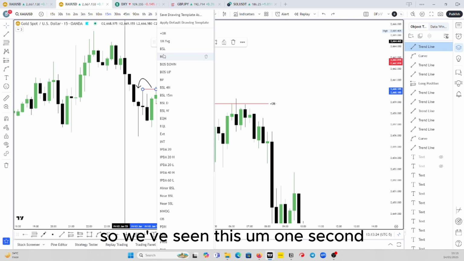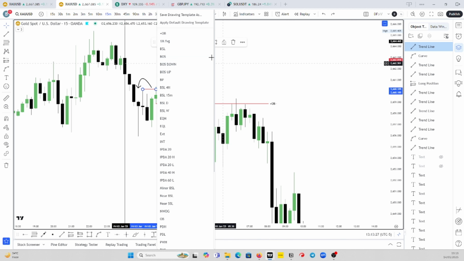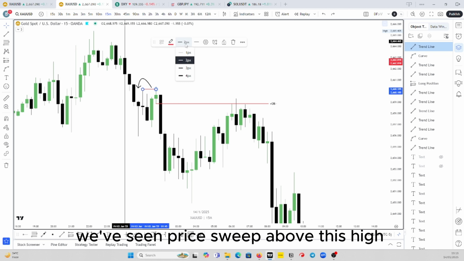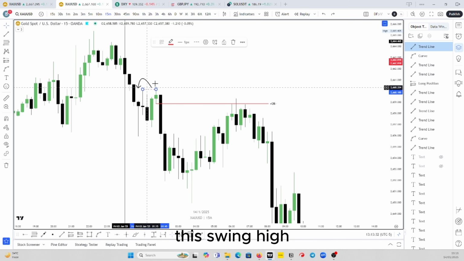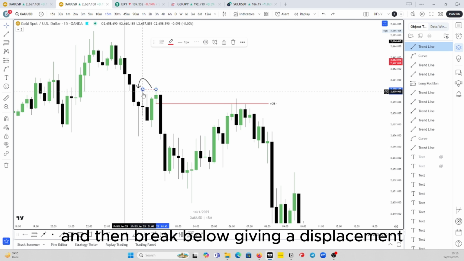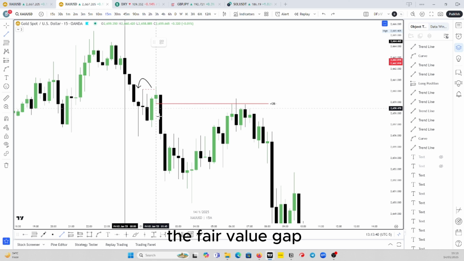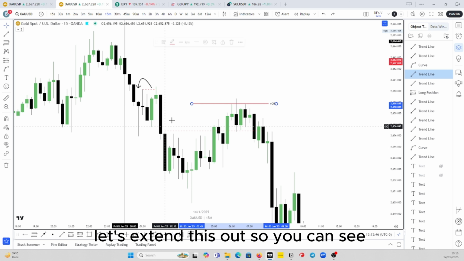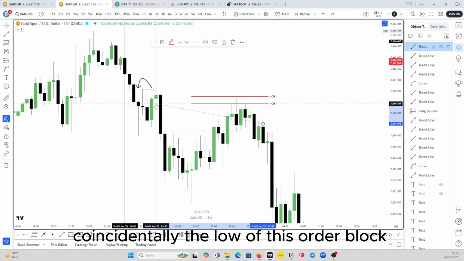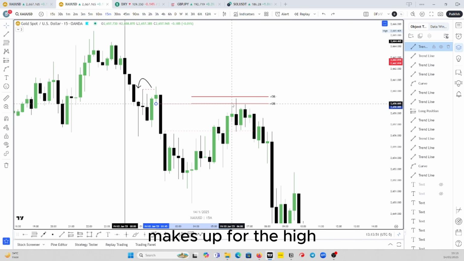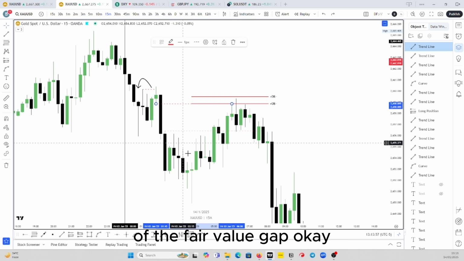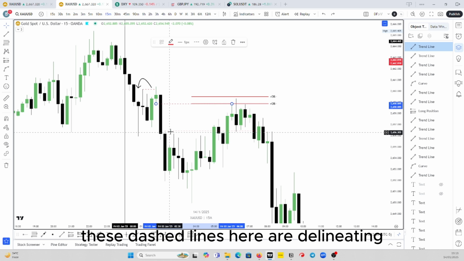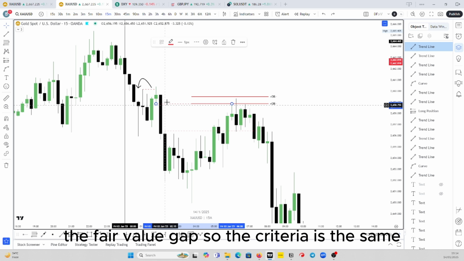So we've seen this, one second. We've seen price sweep above this high, this swing high, and then break below, given a displacement. Where is the displacement? The fair value gap. Okay, let's extend this out so you can see. Coincidentally, the low of this order block makes up for the high of the fair value gap. Okay, these dashed lines here are delineating the fair value gap.